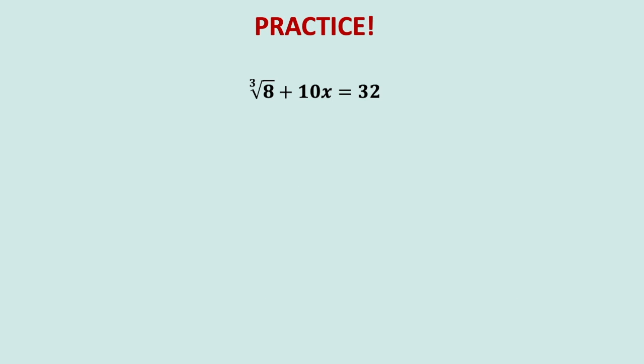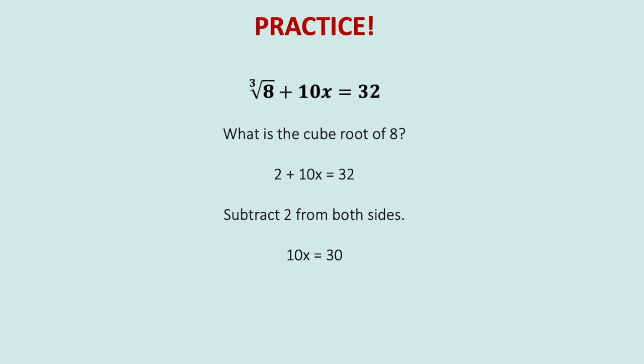Cube roots can also be in expressions and equations. With this equation, we are going to solve for x. First we have to figure out what the cube root of 8 is, and that is 2, as we discussed earlier. So we have 2 plus 10x equals 32. Then we subtract 2 from each side, get 10x equals 30, divide each side by 10, and get x equals 3.